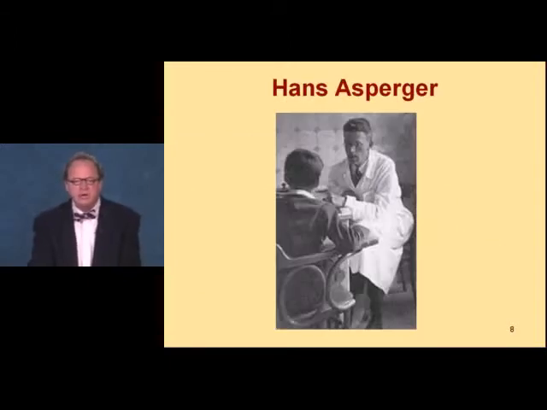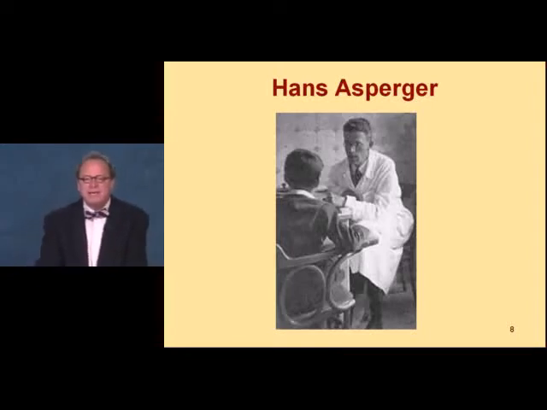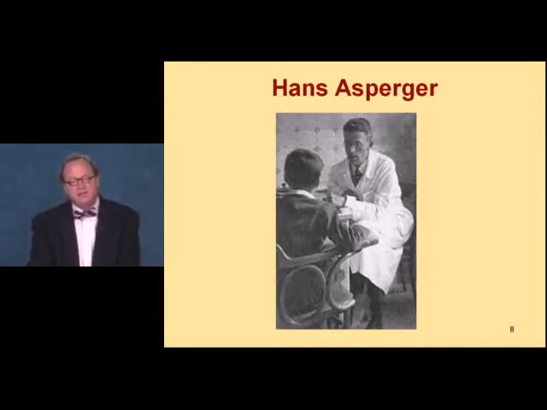This is a picture of a pediatrician, Hans Asperger, who practiced in Austria. His paper was written in 1944 describing boys with Asperger's disorder, 1 year after Leo Kanner wrote his paper. Interestingly, the Asperger paper wasn't translated into English until 1980. So even though it's of historical importance, it didn't hit the United States until a number of decades later.